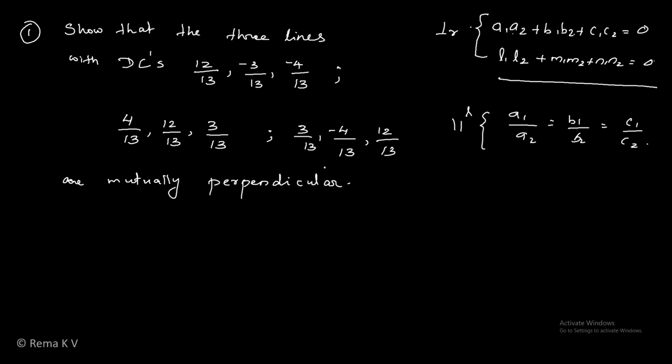We show that the three lines with direction cosines 12 by 13, minus 3 by 13, minus 4 by 13; 4 by 13, 12 by 13 and 3 by 13; then the third set 3 by 13, minus 4 by 13 and 12 by 13 are mutually perpendicular. So how can we prove this?